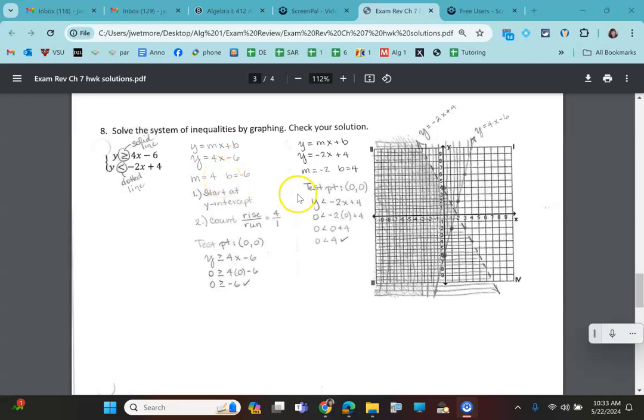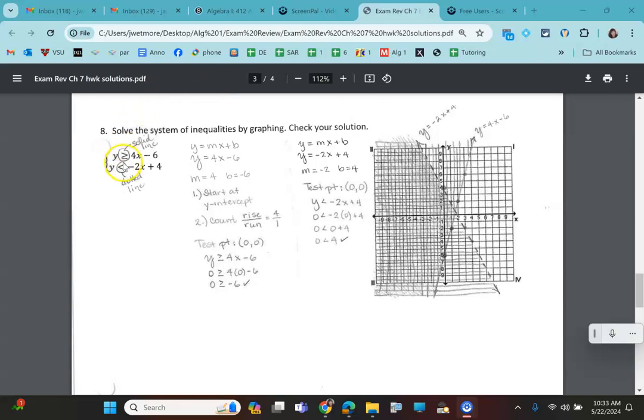So I start at the y-intercept of negative 6. And then I count my slope of 4, that's 4 over 1. So from right here, I'm going to rise 1, 2, 3, 4, and run 1. Rise 1, 2, 3, 4, run 1. And that would give us our line y equals 4x minus 6.